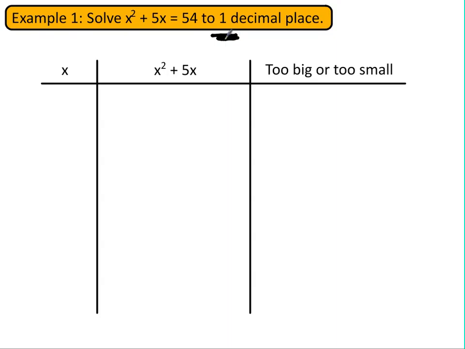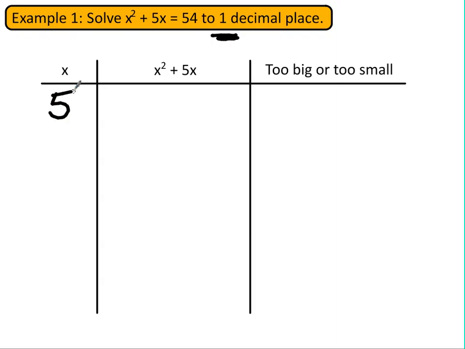And this is a really key point we're going to come back to later, in this case just one decimal place. So we do this by guessing. We need to first of all guess what x could be. So if we square it and add 5 lots of it, we're going to get 54. So I'm going to start with a guess, and my first initial guess is, what if x is 5?